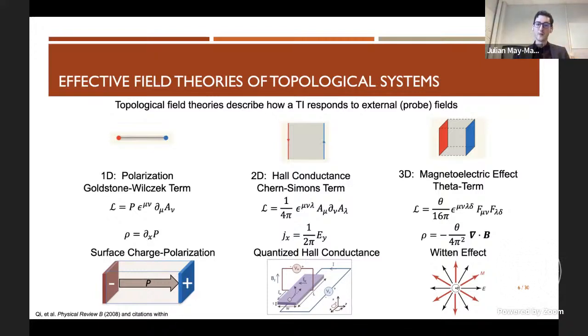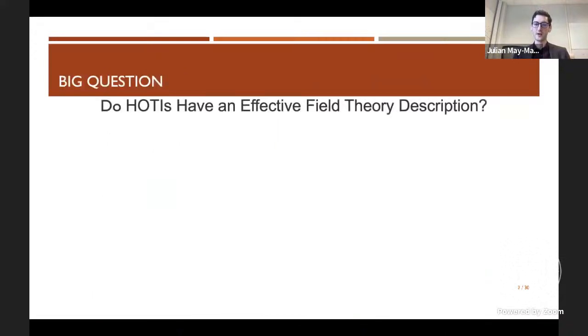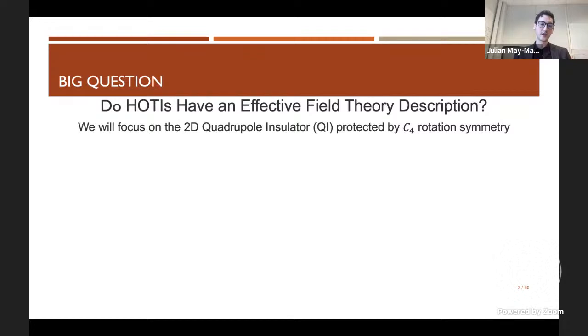All right, so effective field theory has obviously been very useful and very fundamental in understanding topological insulators, which brings me to my big question for this talk. Do higher-order topological insulators also have an effective field theory description? In particular, we're going to focus here on the 2D quadrupole insulator, which is protected by C4 symmetry.